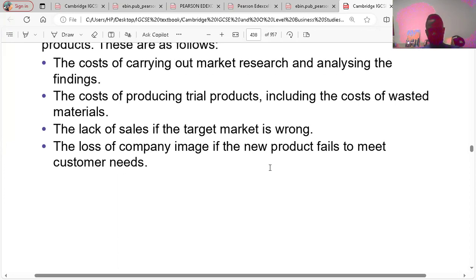The third one: the lack of sales if the target market is wrong.